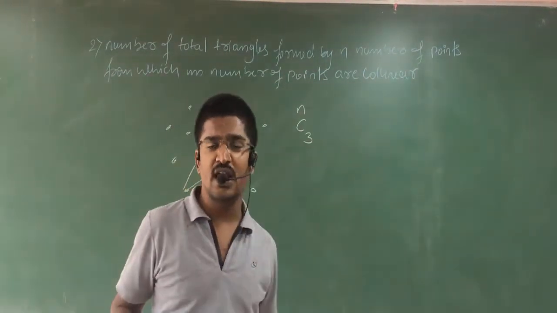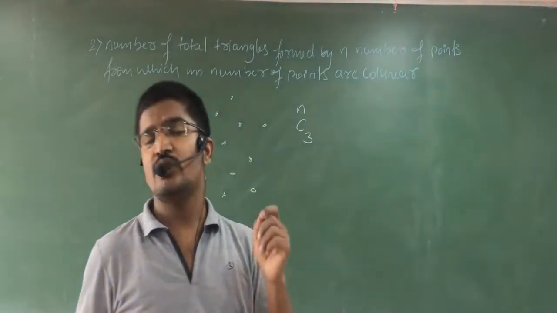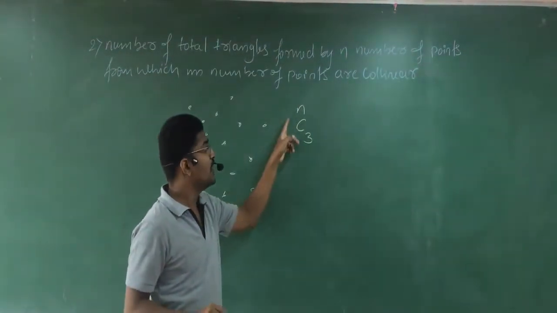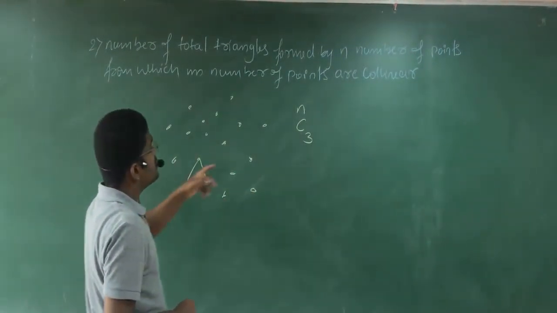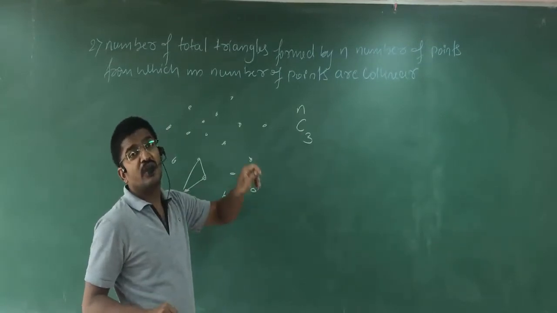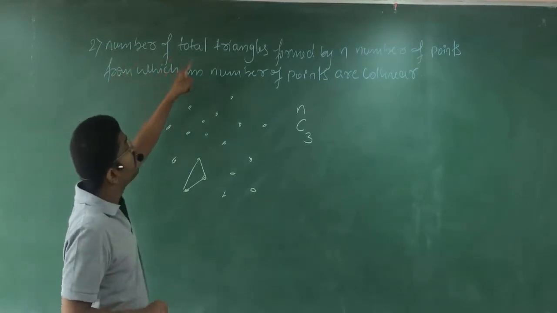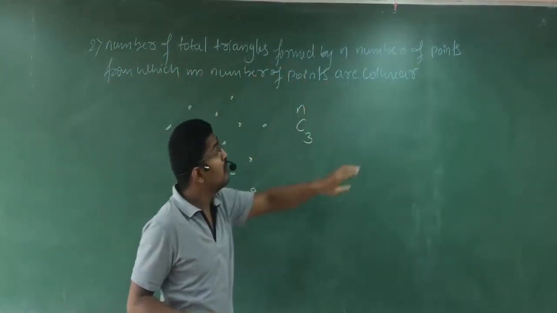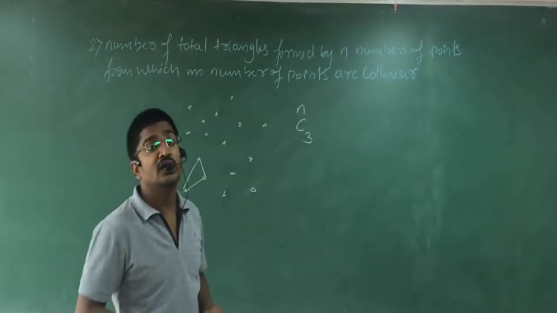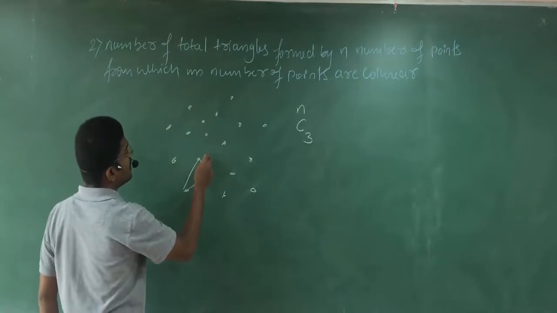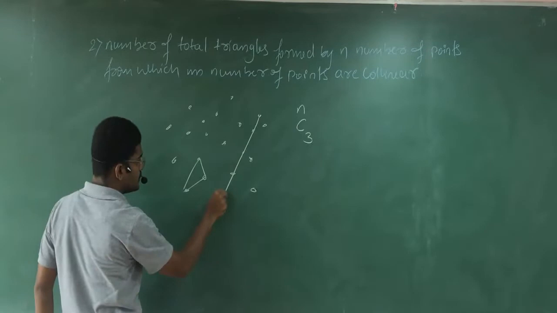Total number of points are n. From that I have to choose 3. So if I calculate NC3, I will get the total number of triangles. No problem. Clear? These are the total number of triangles made by n points. But let us see here the number of total triangles formed by n points, from which m points are collinear. Again they are telling that some of the points are collinear.